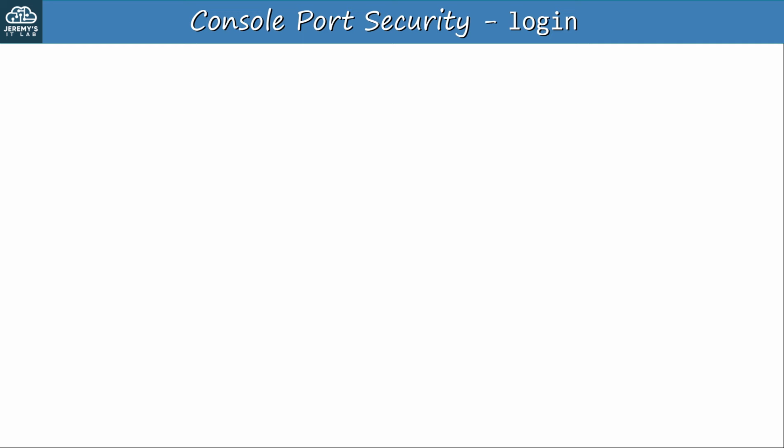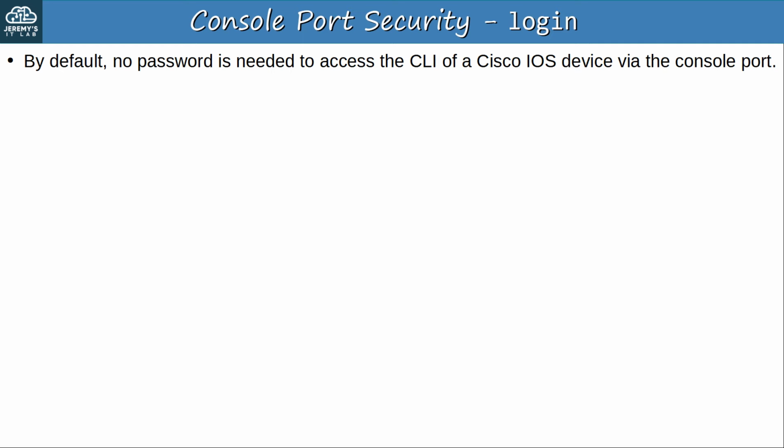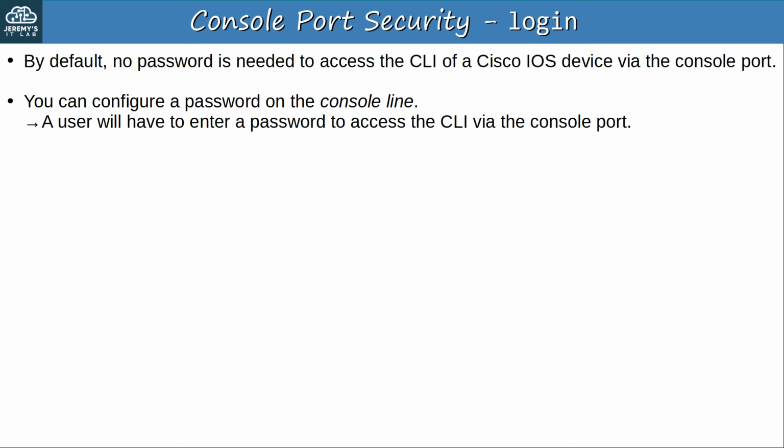First, console port security. By default, no password is needed to access the CLI of a Cisco IOS device via the console port. You can take a new device out of the box, use a console cable to connect your laptop to it, and then start configuring it in the CLI. However, you can configure a password on the console line. The console line is where you configure all settings related to console port connections. When you do this, a user will have to enter a password to access the CLI via the console port.